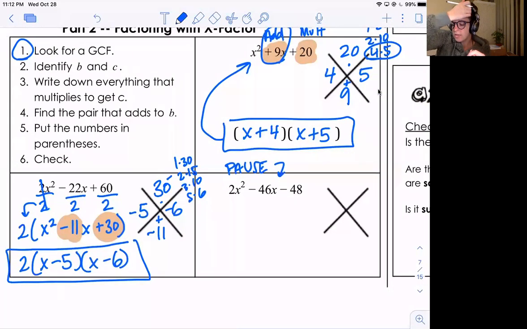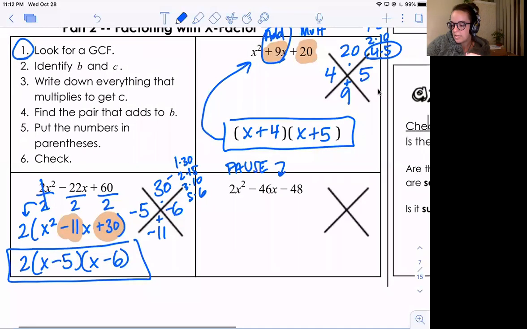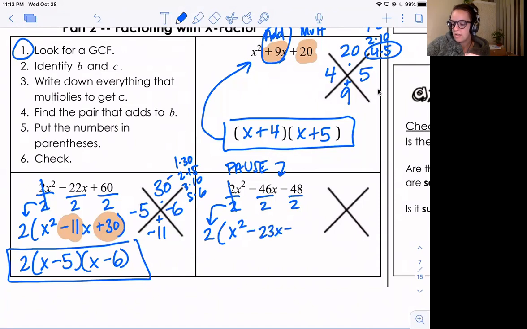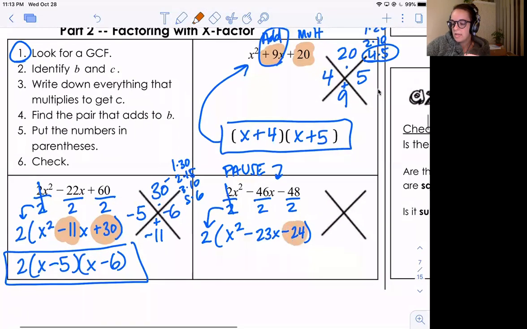So for this one, I'm going to look for a GCF to start. I see again, they're all even numbers. They can all be divided by 2. So I'm going to go ahead and factor out that 2. It's going to leave me with x squared minus 46 divided by 2 is 23x, and 48 divided by 2 is 24, like that. So I'm going to multiply to get negative 24, and I am adding to get negative 23.